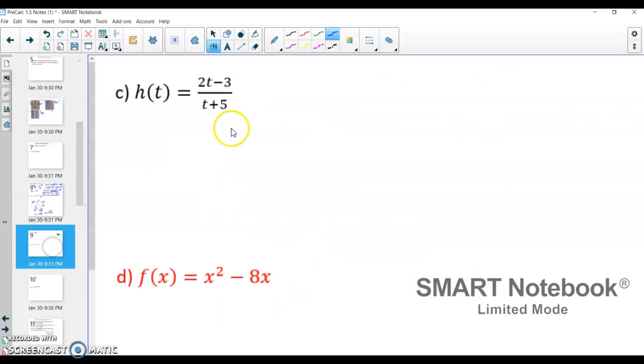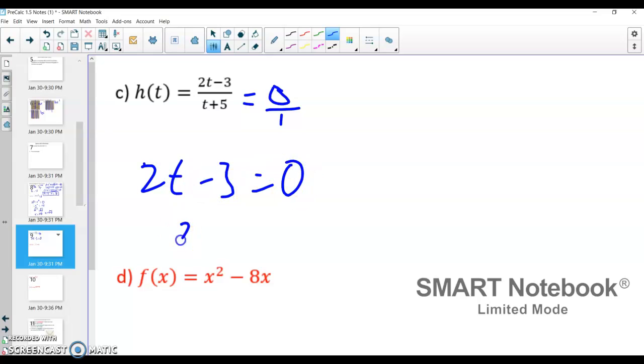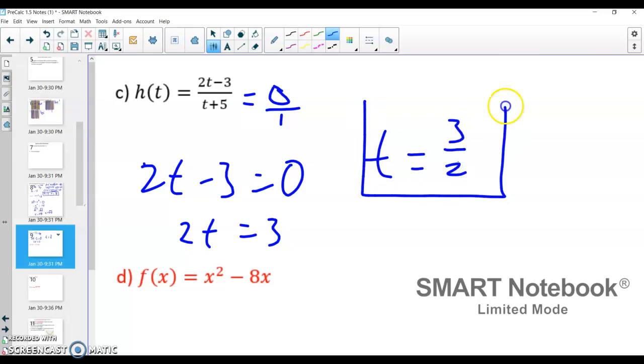Moving on to the next one, we have more zeros, or more x-intercepts to find, and so we set them equal to 0. This one you could see in two ways. You could do 0 over 1 and cross multiply here to get it. Or I always just think if you set the numerator equal to 0 and find the zeros of the numerator, then you're finding the zeros of the function. So I'm just going to set 2t minus 3 equal to 0. Add 3 to both sides, you get 2t equals 3. Divide by 2, you get t equals 3 over 2.